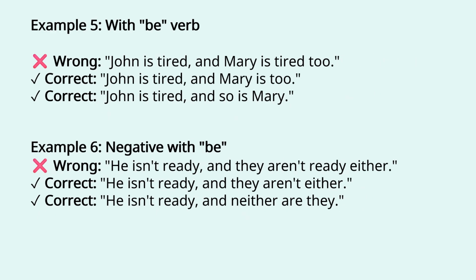Example 5 with the be verb. Wrong: "John is tired and Mary is tired too." Correct: "John is tired and Mary is too." Correct: "John is tired, and so is Mary." Example 6, negative with be. Wrong: "He isn't ready, and they aren't ready either." Correct: "He isn't ready, and they aren't either." Correct: "He isn't ready, and neither are they."